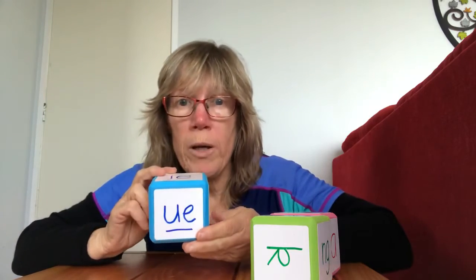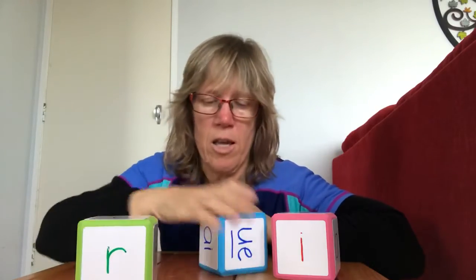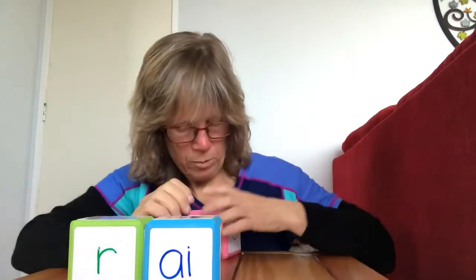And this is ai, as in kai. So you would roll your consonant. So I've got an r, and then you would roll this, and you would get rai. And if you wanted to, you could roll your single one as well and get raya.